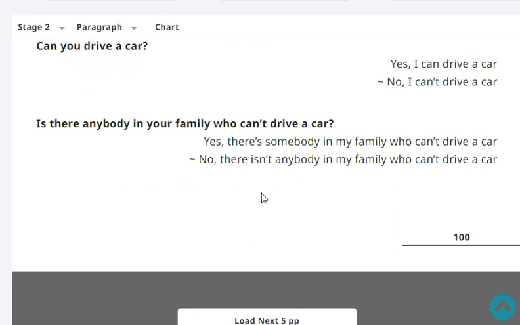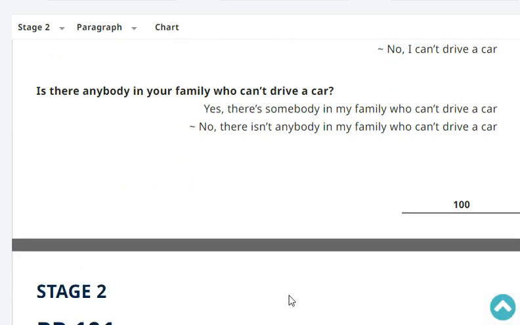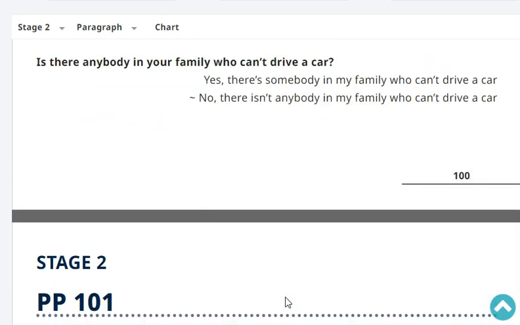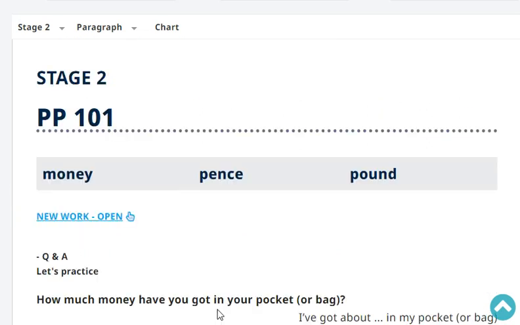Is there anybody in your family who can't drive a car? Yes or no? Yes, there's somebody in my family who can't drive a car. Very good.